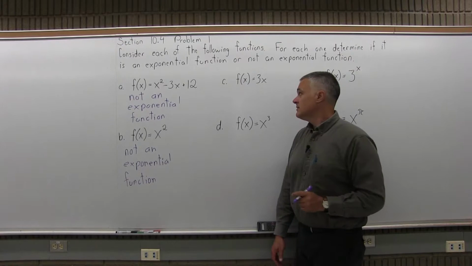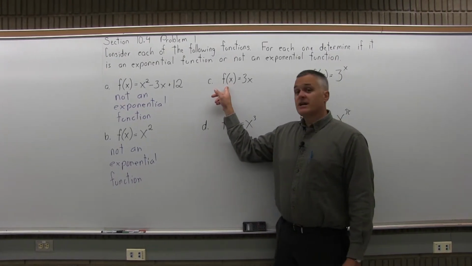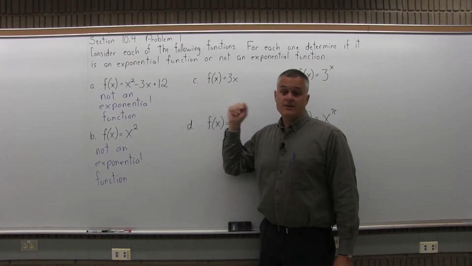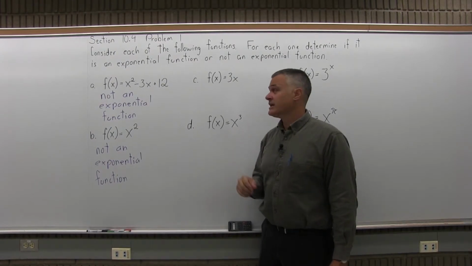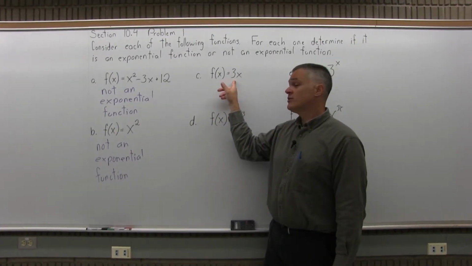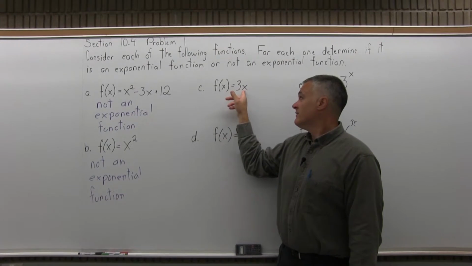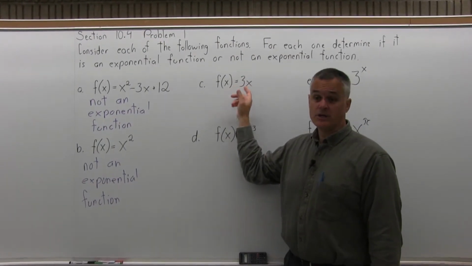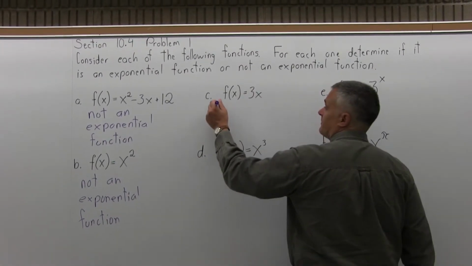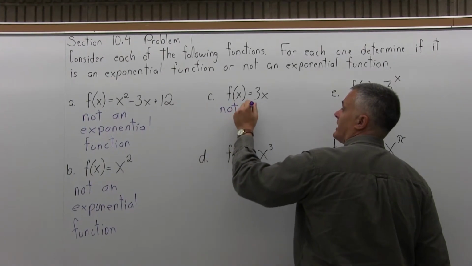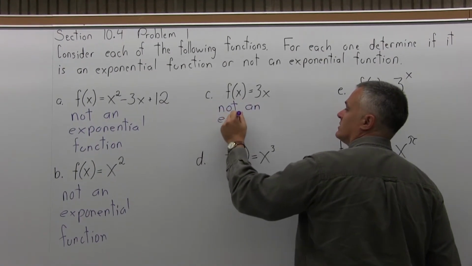Part C says f of x equals 3x, or 3 times x. Is that an exponential function or not an exponential function? Part C is also not an exponential function. The variable is not an exponent. It's in the base. So, same answer, not an exponential function.